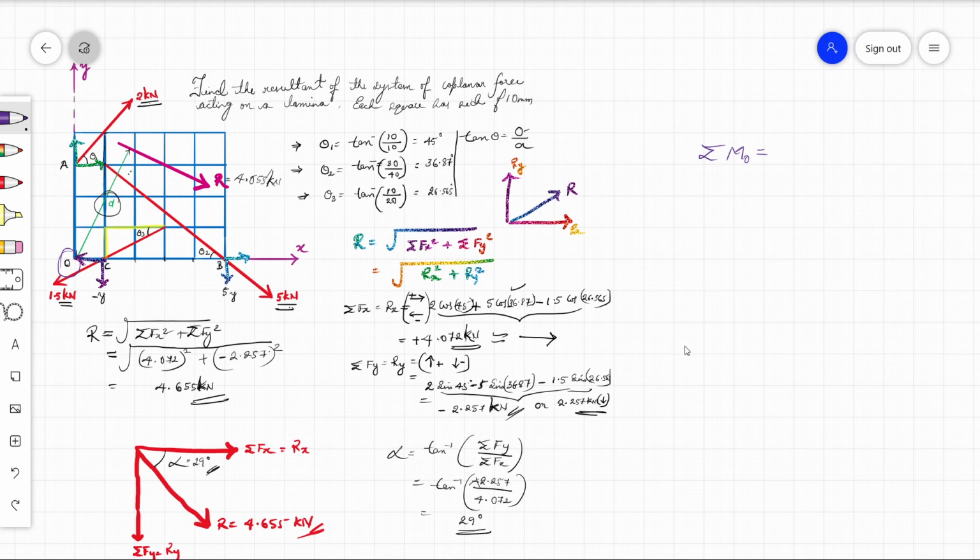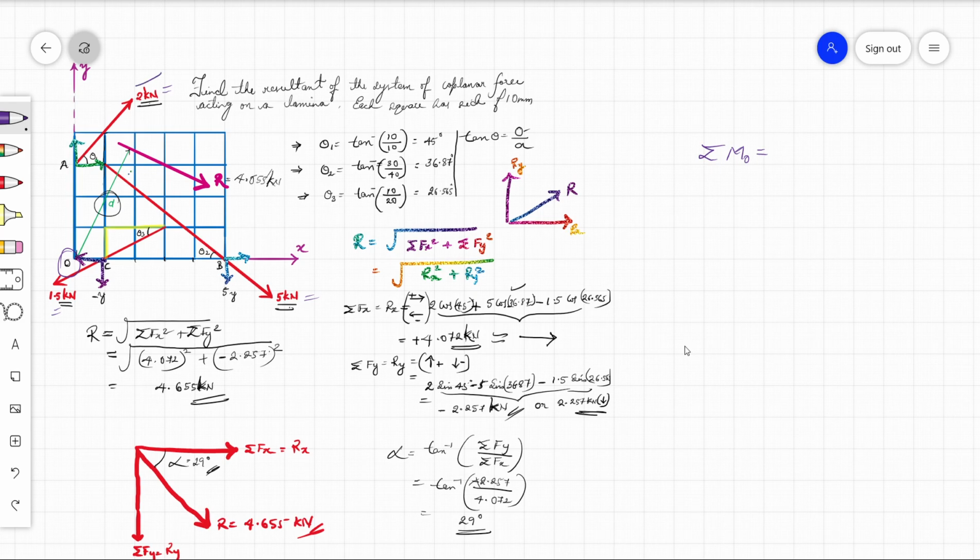Okay, so as such now, we are not considering R, we are considering whatever the forces that are present in the system. One is 2 kilonewton, 5 kilonewton, and 1.5 kilonewton. But remember one thing, we are considering only its x component and y component. Okay, because we need perpendicular distances from point O.